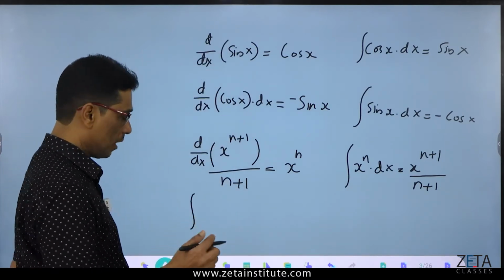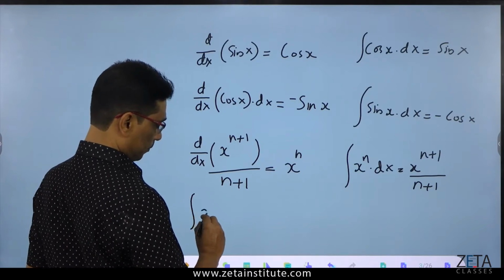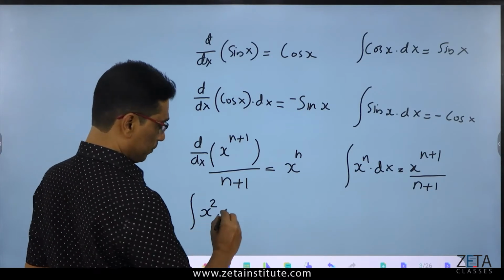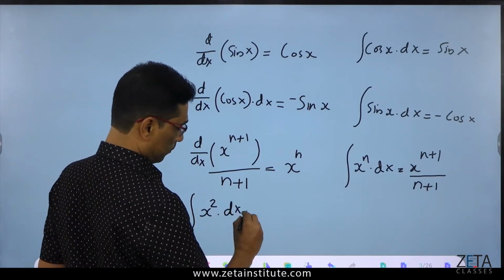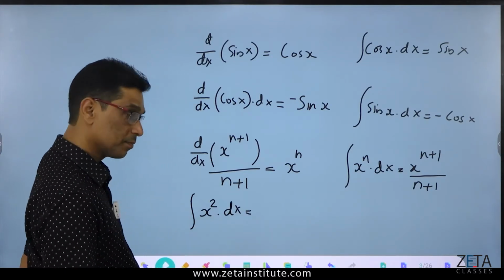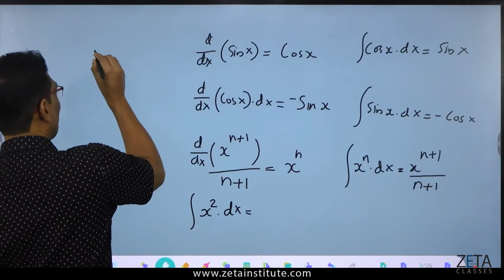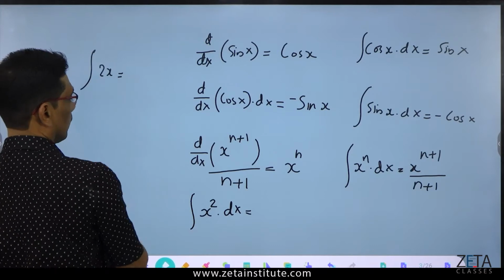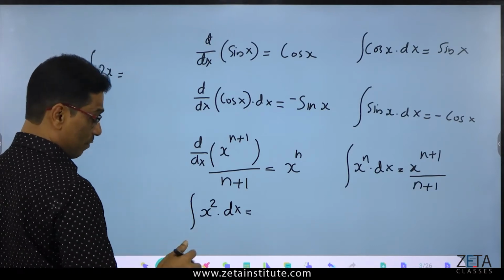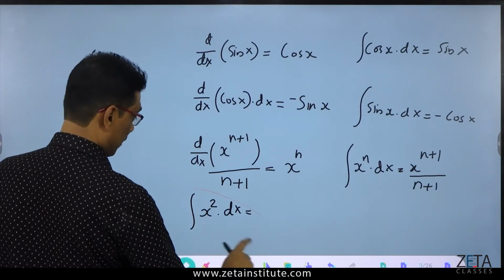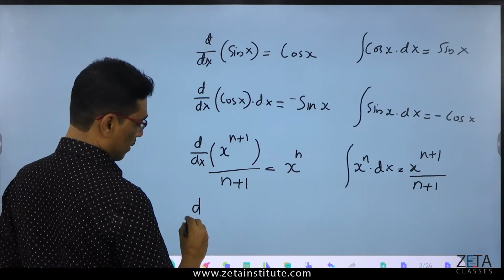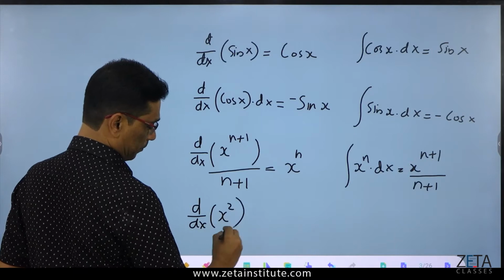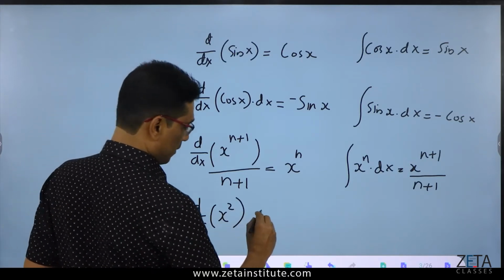So integration of what? You tell me something. X square. Integration of x square. What is that? Okay. Integration of 2x. Integration of 2x is what? So differentiation will make it. Okay, we will make it in differentiations. So differentiation of x square, it's 2x, correct.